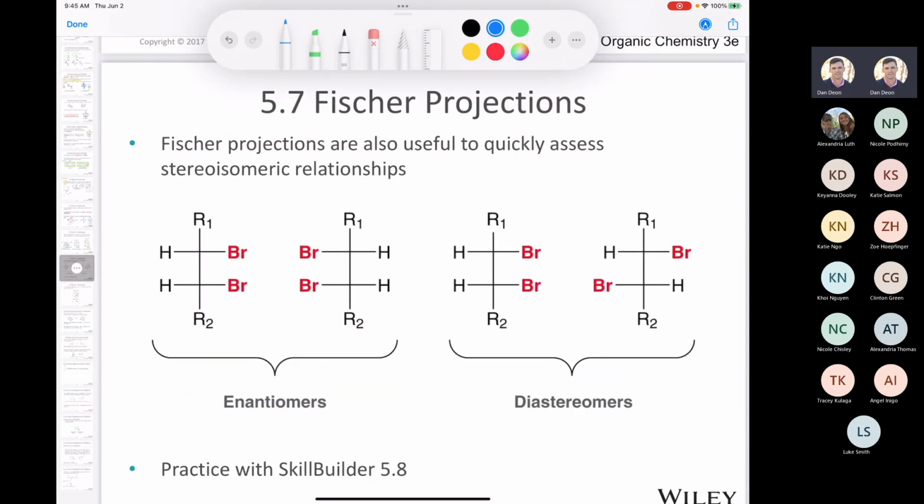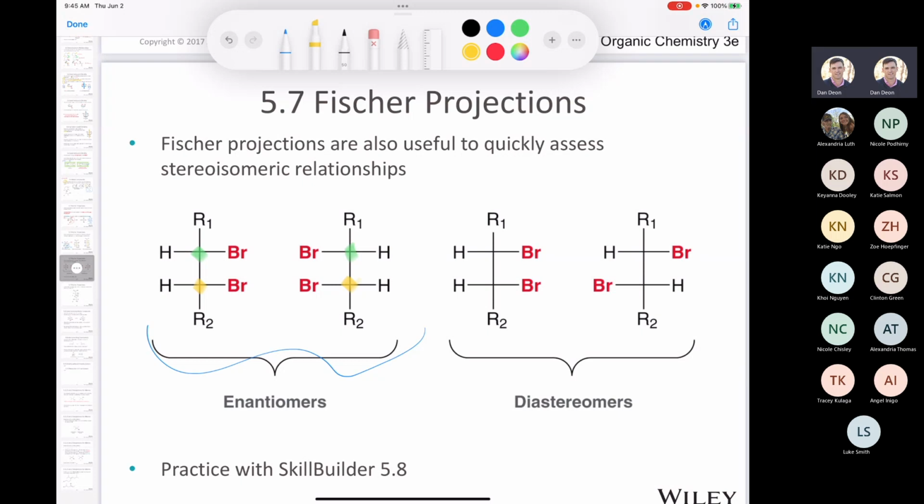And again, another advantage to Fischer projections, and I think I said this very quickly, is that they really enable the viewer to quickly assess stereoisomeric relationships. If you look at these two compounds, you can see that each one of these stereocenters is reversed, as are these two. Thus, these would be enantiomers.